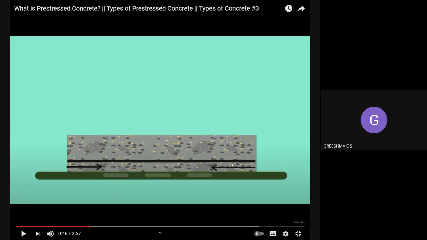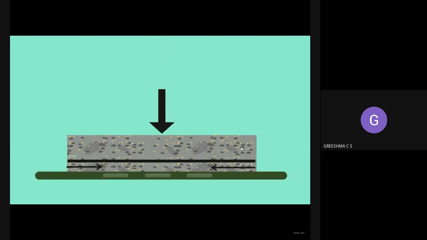For example, take a rubber band. If you stretch a rubber band and release it, what will happen? The rubber band will try to regain its original position. That is, it will compress and take its original position. The same thing is happening here. You can see in this video that the tendon is stretched and anchored over here. Once the concrete beam is set, you cut it, and a compressive stress will be introduced into the concrete beam.